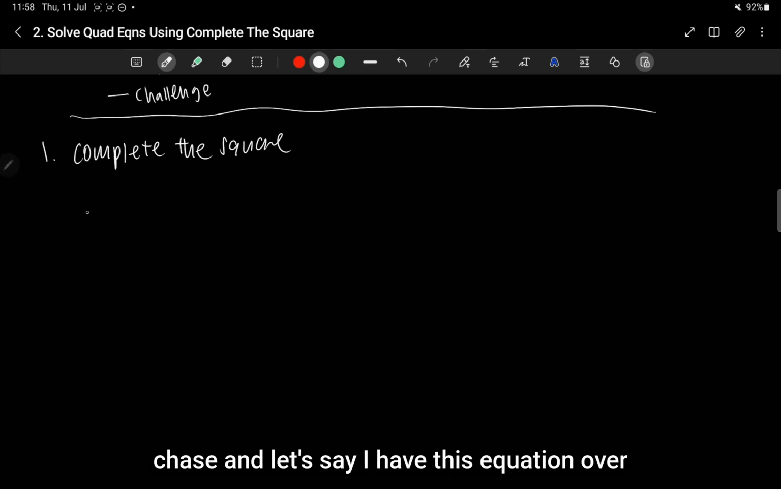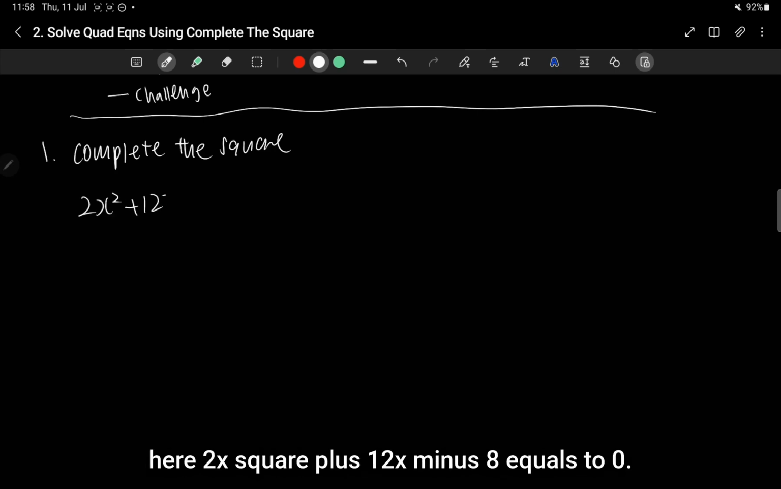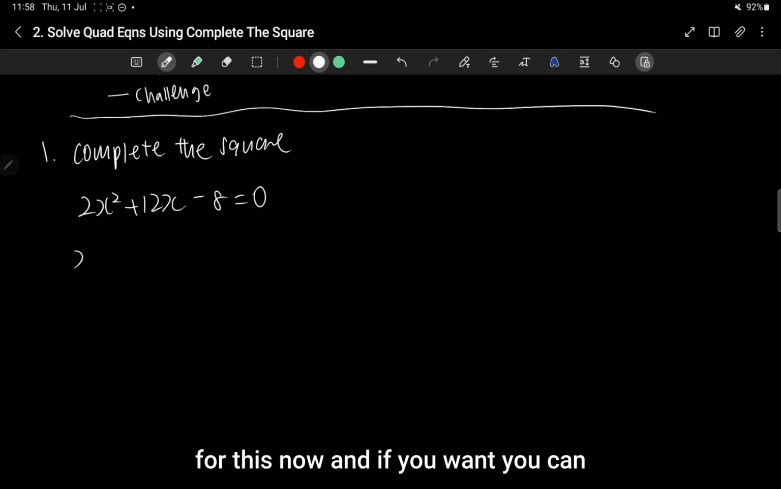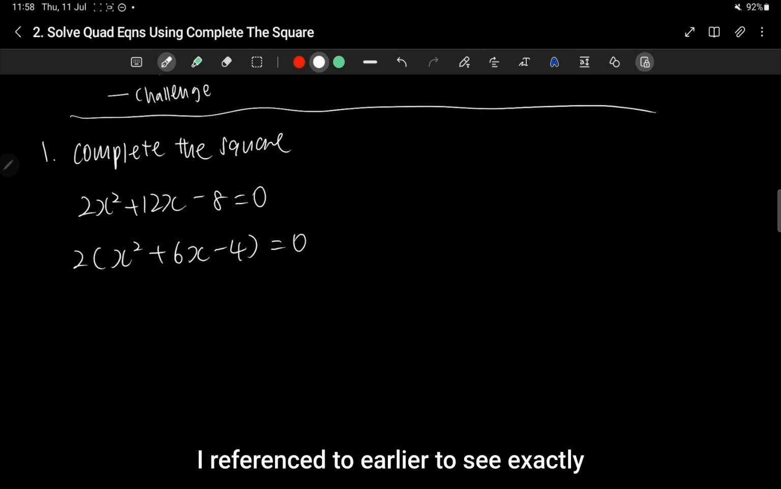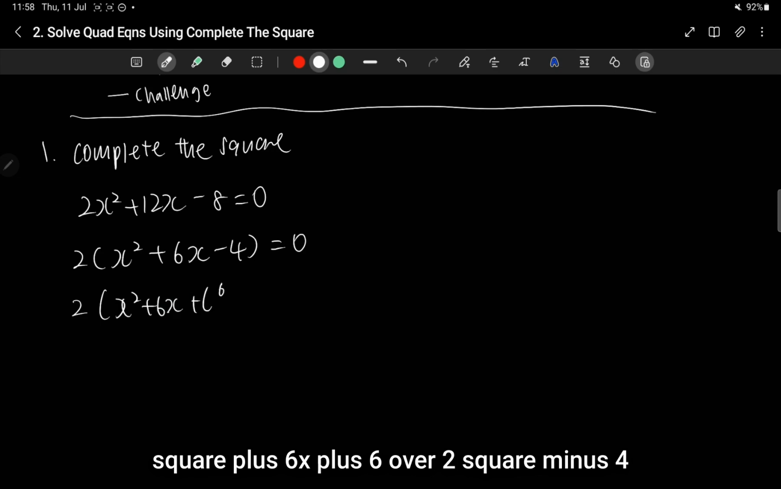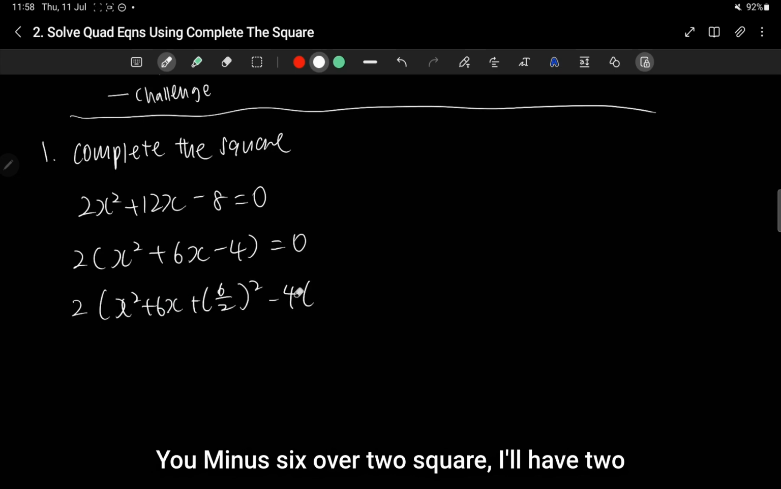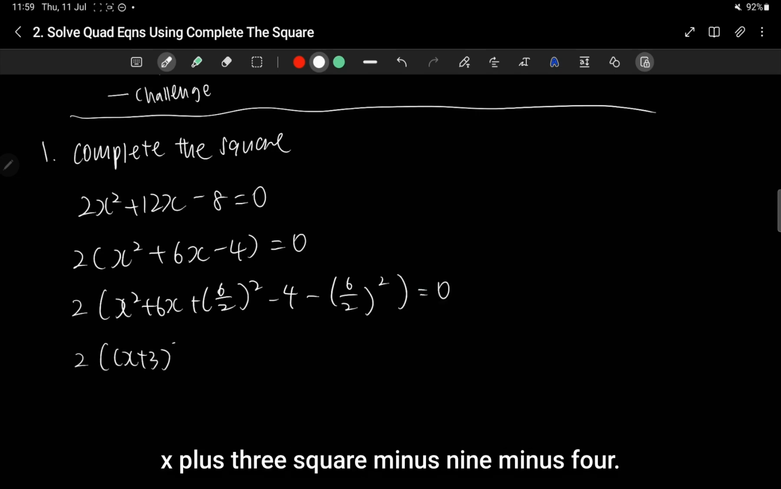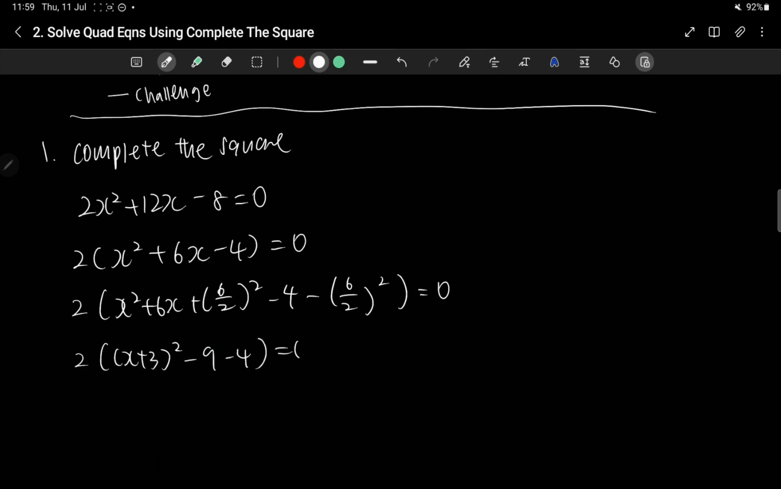And let's say I have this equation over here, 2x squared plus 12x minus 8 equals 0. I'm going to quickly complete the square for this now, and if you want, you can go ahead and click on the video that I referenced earlier to see exactly how to complete the square. Alright, so let me just quickly break this down. x squared plus 6x plus (6/2) squared minus 4 minus (6/2) squared. I'll have 2 times (x plus 3) squared minus 9 minus 4.